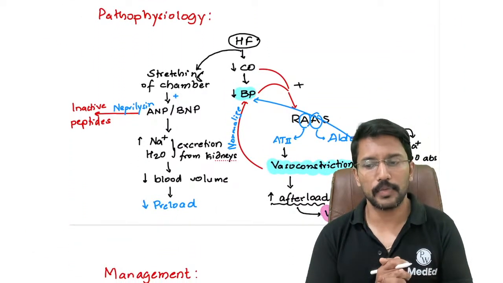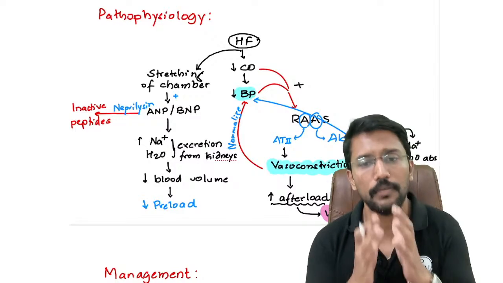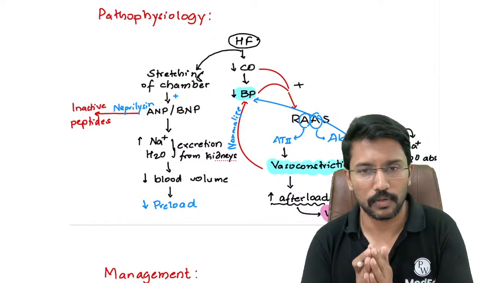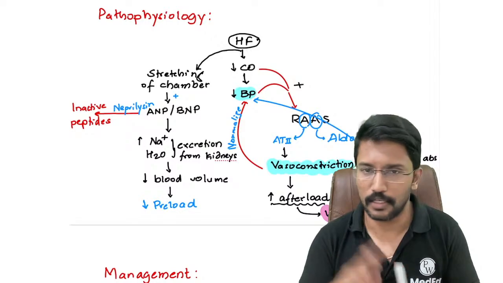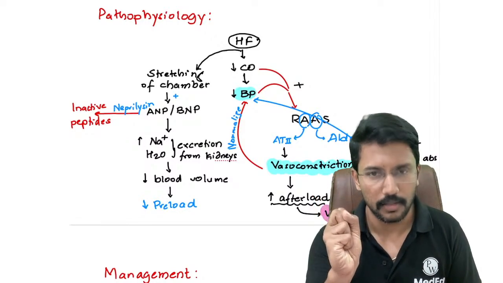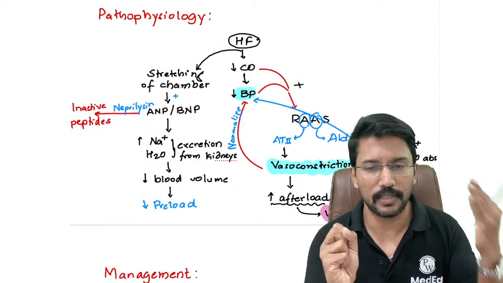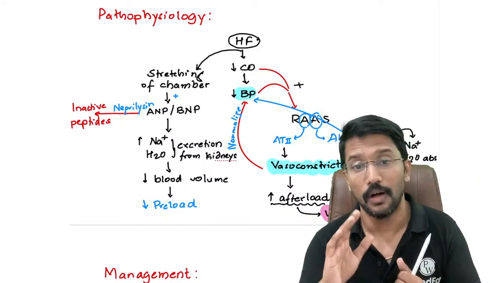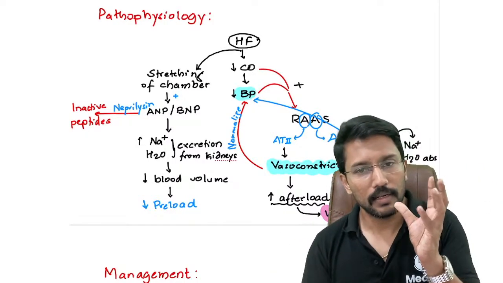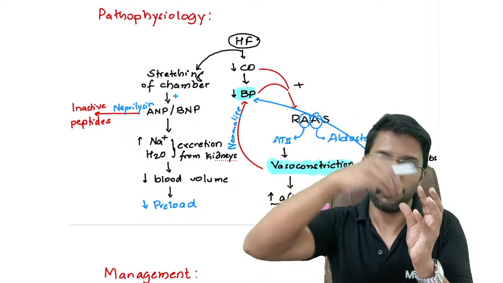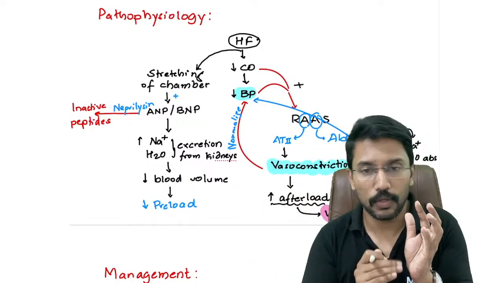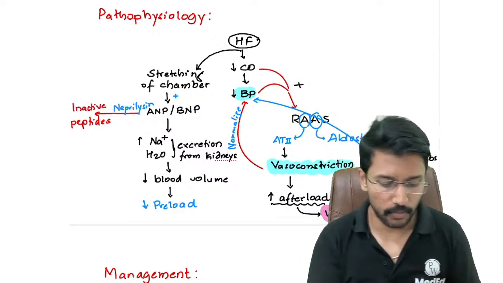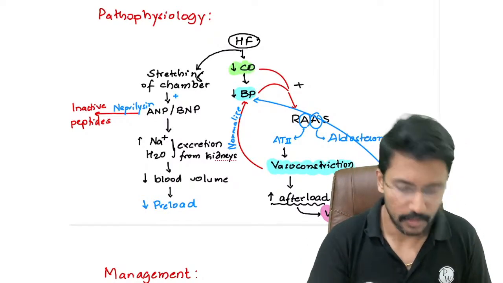So basically what happens in heart failure? Whenever we have heart failure, the final outcome is decreased cardiac output. Why is there decreased cardiac output? Either your ventricle is not able to contract well and stroke volume is reduced, and cardiac output is nothing but stroke volume into heart rate, so if stroke volume is reduced, cardiac output comes down. Or your ventricle is able to contract well but is not able to fill well. In that case the end diastolic volume is reduced: less filling, less ejection. So ultimately, cardiac output gets reduced.